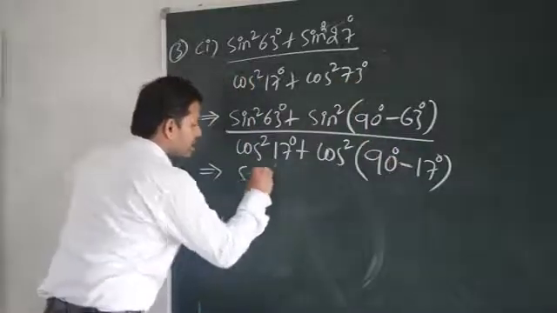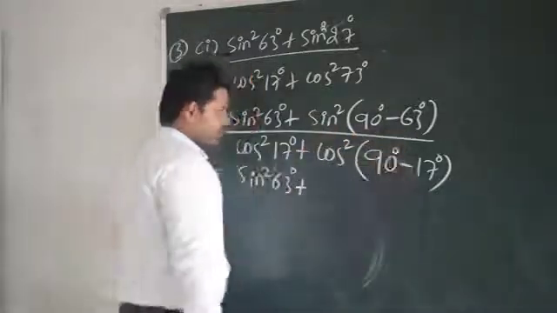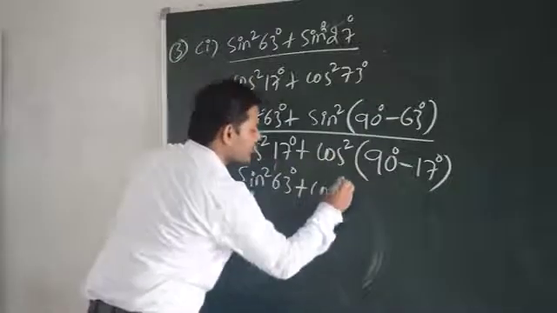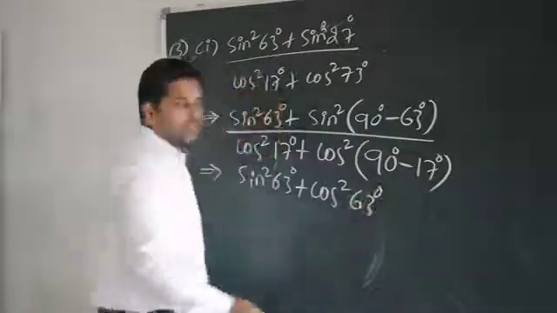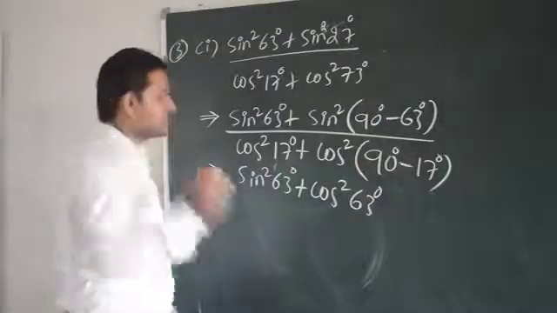So it becomes sine square 63 degree plus, this is sine 90 minus theta, no? Yes or no? Sine square 90 minus theta is cos square theta. So it becomes cos square 63 degree. Did you forget all these things? You must be remembering them. That's why I told this is one of the most beautiful exercise.